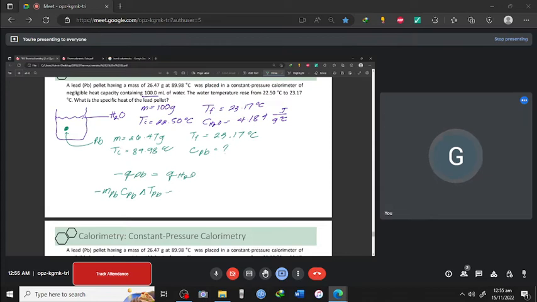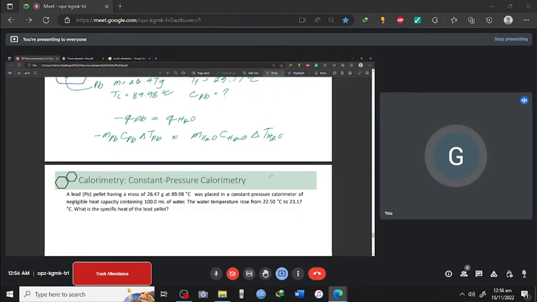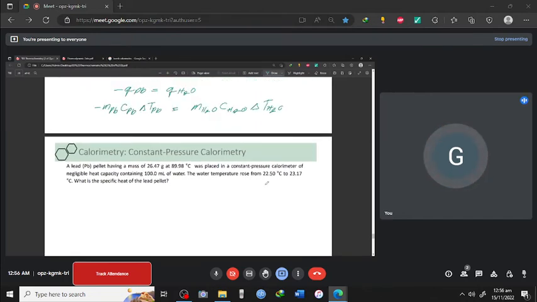Tapos, sa kabila naman, this will be mass of the water, and then specific heat ni water, and then yung change of temperature ni water. Okay? From there, pwede nating i-isolate yung hinahanap, yung specific heat ni lead.